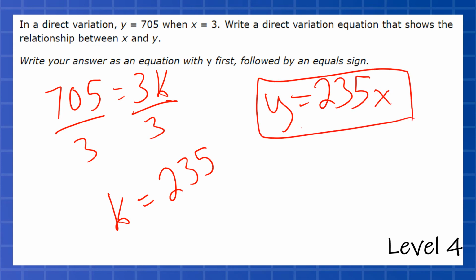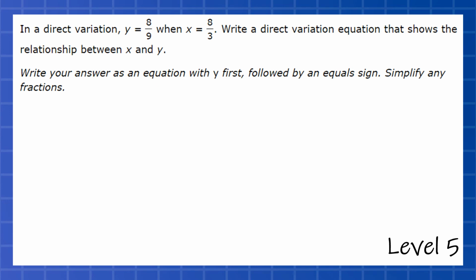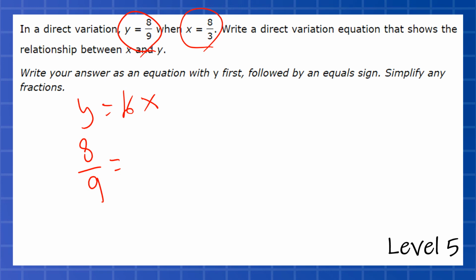Let's look at one more example. In a direct variation, this one is super difficult, right? Because look at this. Oh my goodness, it's got two fractions. But we're going to do the same thing we've done every single time, which means we're going to start with y equals kx. So what we're going to do is plug in the 8 over 9 for the y, and then we have 8 over 3 for the x, and then we still have a k.